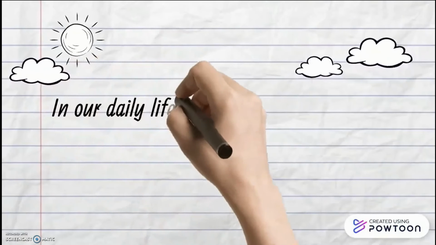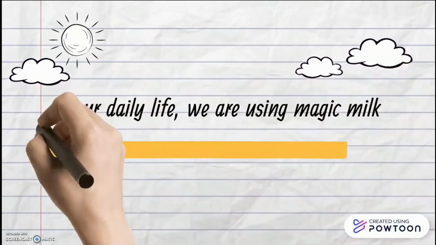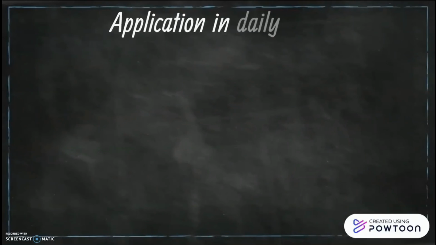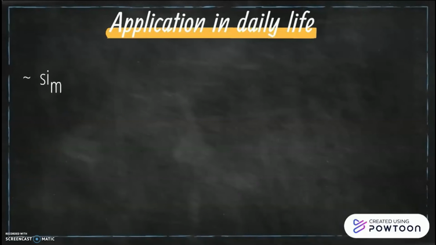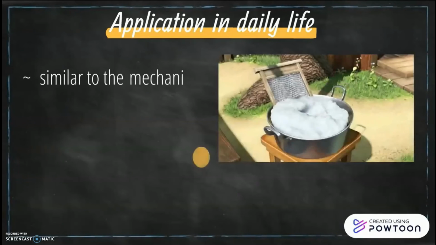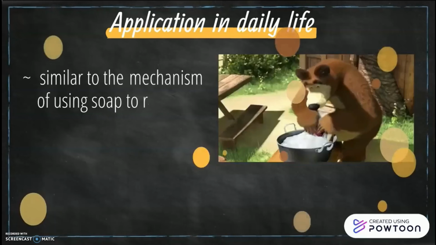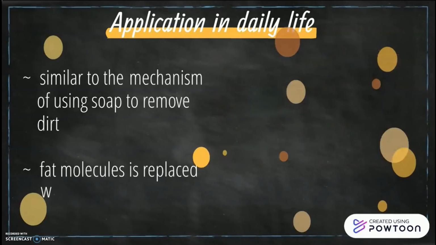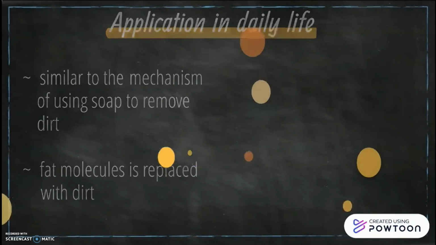In our daily life, we are using the magic milk experiment's mechanism every day. The mechanism for using soap to remove the dirt from our clothes is similar to the mechanism of magic milk. Just replace the fat molecules with dirt and you can see that it's similar to how dirt is removed from our clothes.